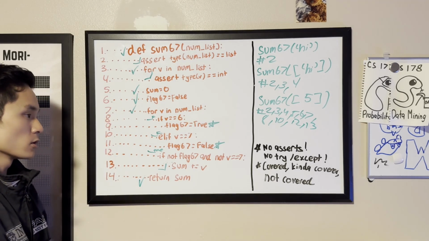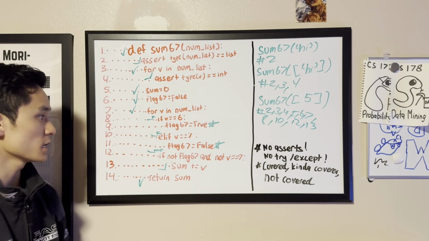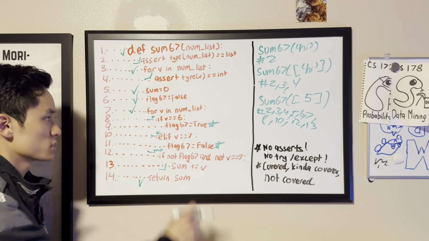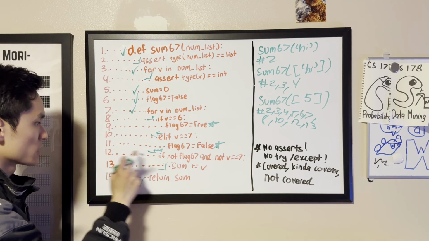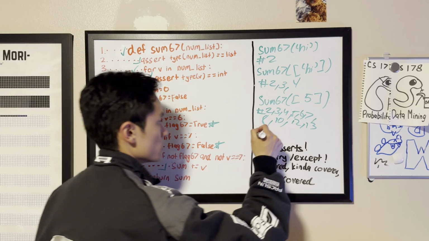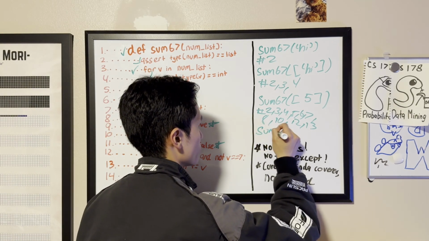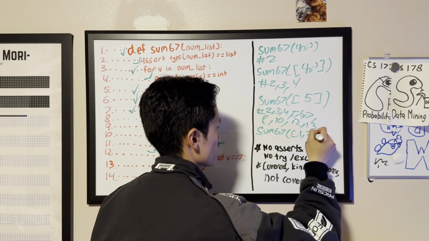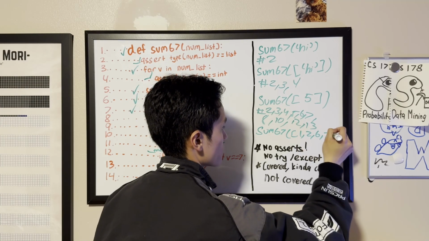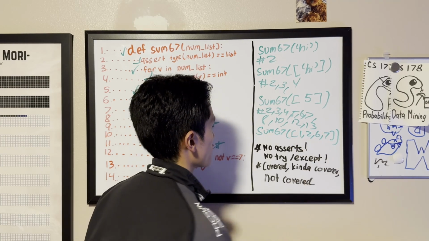Alright, cool. So now that we have that, now we need a test case to cover the rest of the lines, which is lines 8, 9, 10, 11, and kind of 12. Alright, cool. So to do that, let's do sum67 with the list 1, 2, 6, and 7. Close the list, and let's see what happens now.